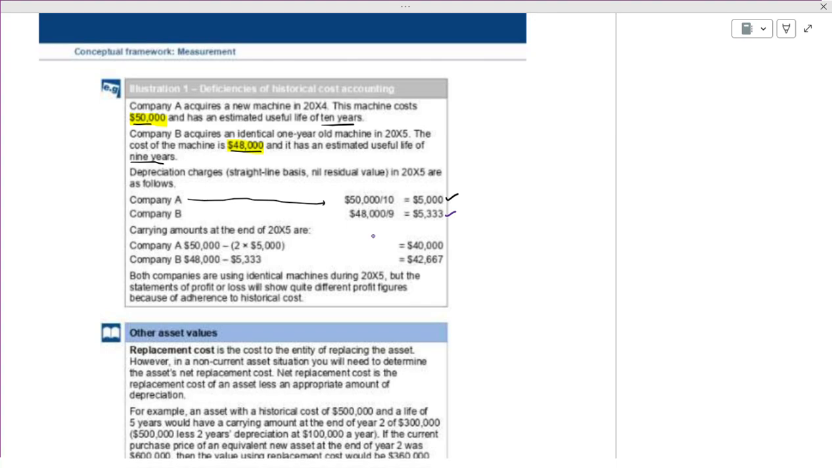What will happen? At the end of 2005, Company A's machine is 2 years old. The asset value is 40,000. Company B's machine is only 1 year old. The asset value is 42,667. Is it right? I am telling you this very specifically. Whatever the amounts given, we have to take the amounts. Sometimes we'll get negative values, sometimes positive values. We should not be concerned about that. We have to follow the rules. Based on the rules, we have to work it out.